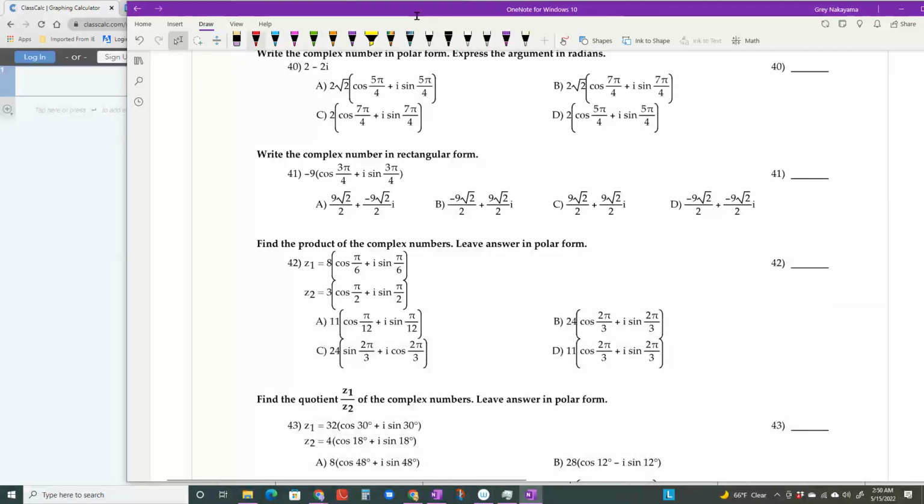Okay, write the complex number in polar form, express the argument in radians, okay? This here, y'all, is 2 minus 2i. Well, that's a positive and a negative, which means that it's in quadrant 4, okay? Which of these angles is in quadrant 4? 5 pi over 4 or 7 pi over 4? Okay, right. 7 pi over 4 is the only one in there.